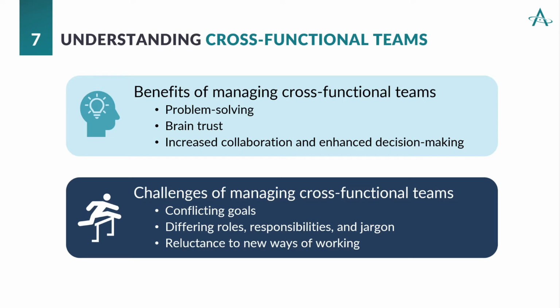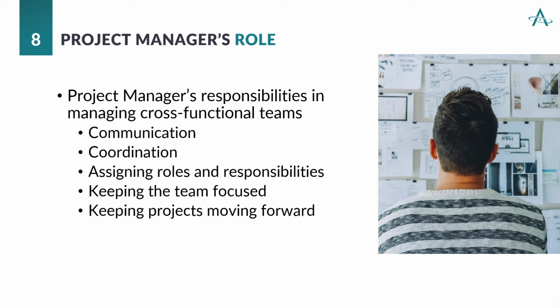Some of the challenges with cross-functional teams can be conflicting goals and priorities. Each department will have their own goals, so that could lead to some conflicts of objectives for the team. Role ambiguity can arise if roles and responsibilities are not clearly defined at the forefront. Also, communication barriers can arise if there are different terminology or work culture differences between the different functional areas of the team. Finally, a reluctance to change, whether from team members themselves or from their departments, could hinder efforts to reach the common goal. So let's look at the project manager's role.